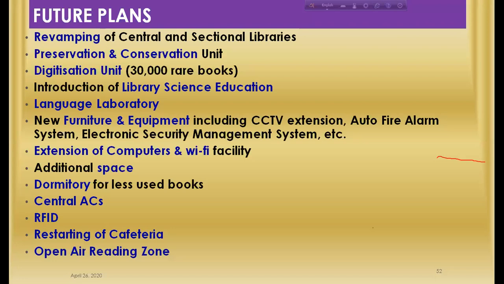We need to have new modern modular furniture along with CCTV extension, auto fire alarm system, electronic security management system like that. Then extension of computers and Wi-Fi facility, additional space, dormitory for less used books, central AC, of course RFID, then restarting of cafeteria and open air reading zone.